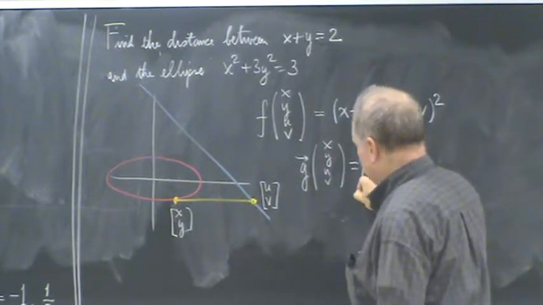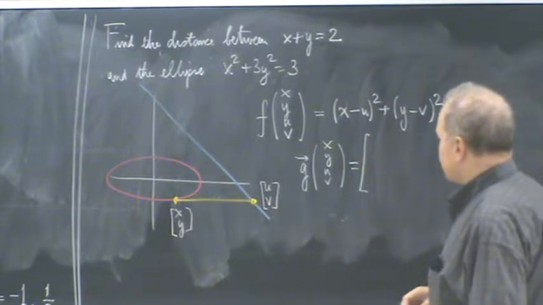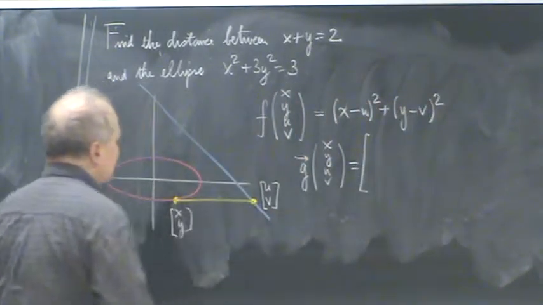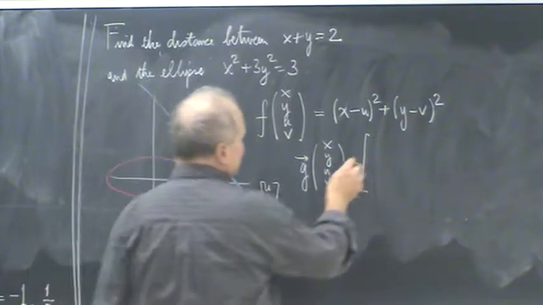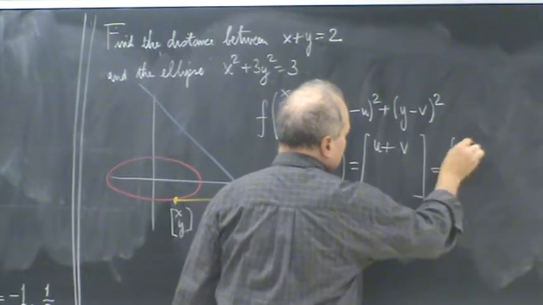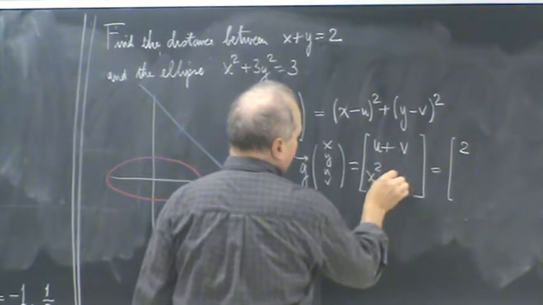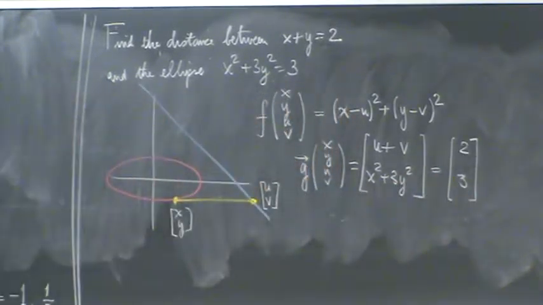that, no, it's not x plus y equals 2 anymore. u plus v is 2, and x squared plus 3y squared is 3. There are my 2 constraint equations. Agreed?